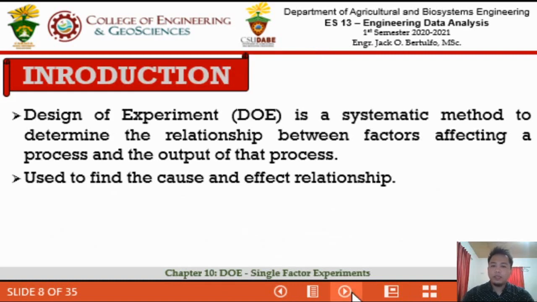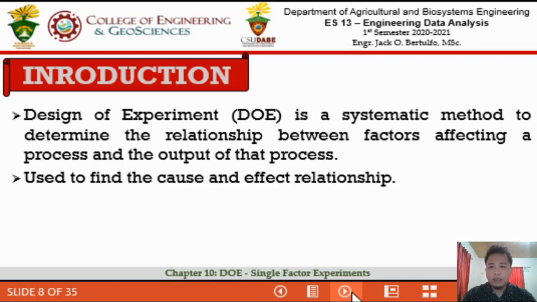Okay, so let's start with an introduction of what DOE is. DOE, or design of experiment, is a systematic method to determine the relationship between factors affecting a process and the output of that process. It is used to find the cause and effect relationship.